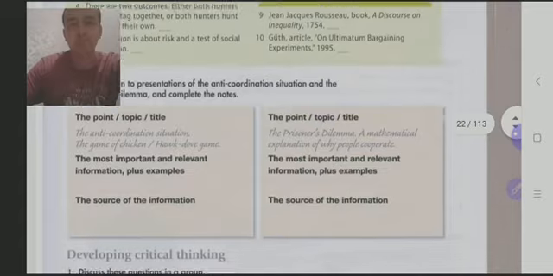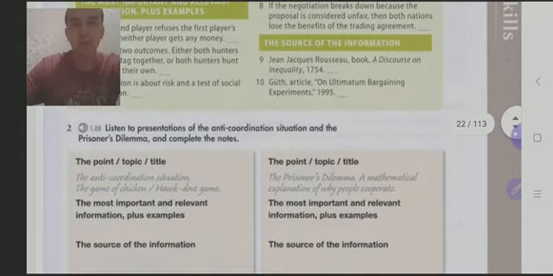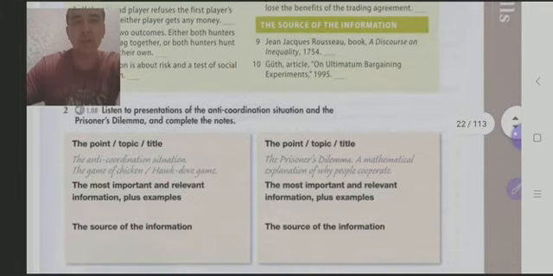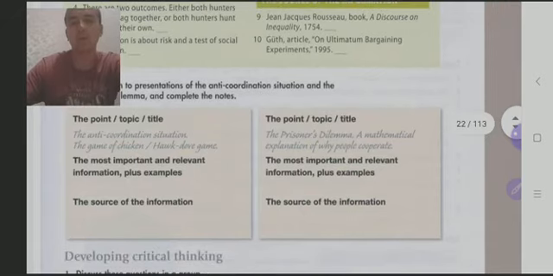Now let's work with exercise 3. Recording 1.08. Listen to presentations of the anti-coordination situation and the prisoner's dilemma and complete the notes. Now, I will not explain this task. You will have to read, listen, and then find the correct answers. You have to listen to the presentations and then complete the notes. You have to write down the notes which are important.